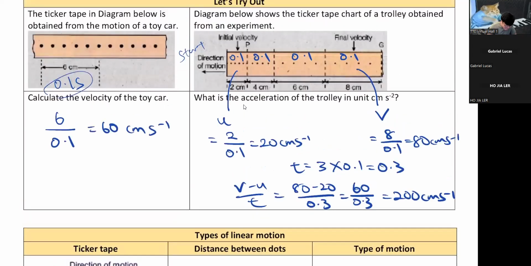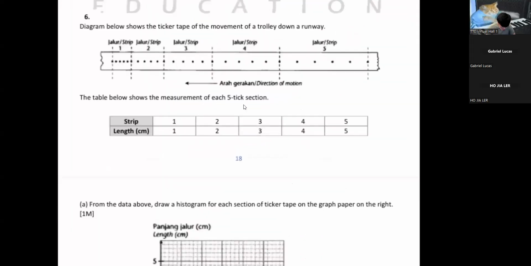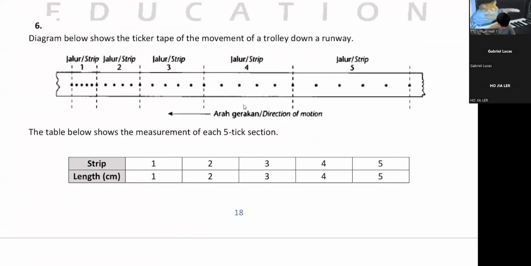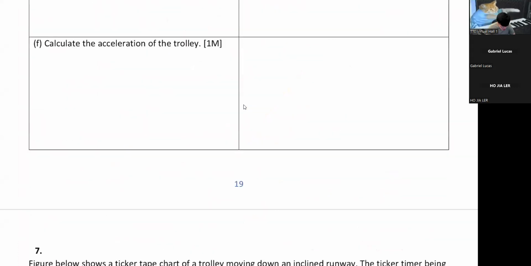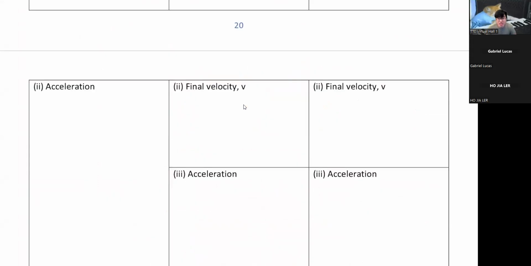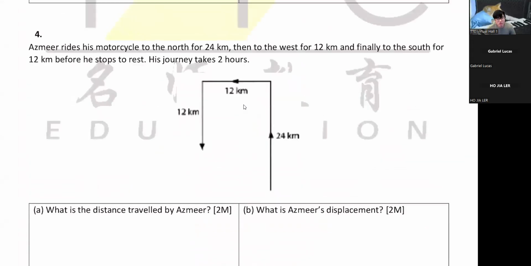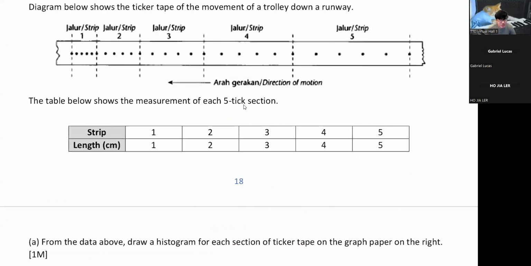So guys, I have some homework for you. If you want, you can do the front part, I don't really care. I want you to do question 6, the ticker tape one. Please practice more. Question 6, question 7, and question 8. That will be 3 questions. The front part, the distance displacement one, the velocity speed one, if you don't want to do it, it's fine by me. If you want, you go and finish it.